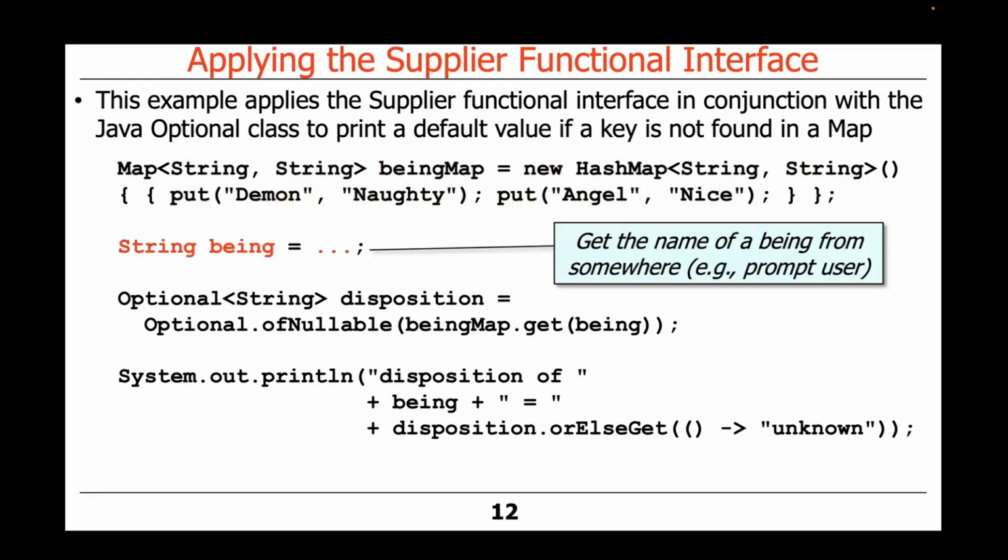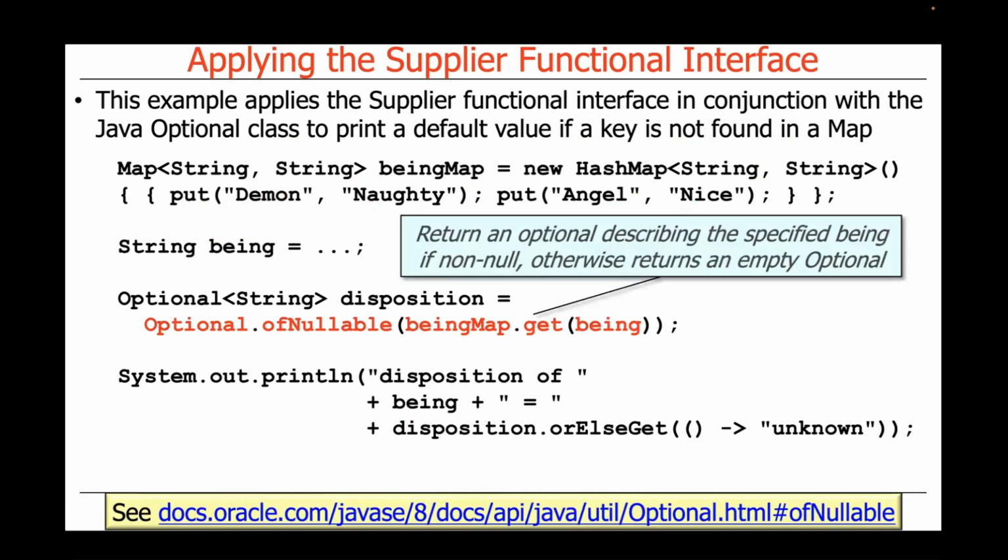And then we're going to go ahead and get a name from somewhere, the name of a being. We're going to prompt the user. We're going to read it from a file. We're going to get it from a GUI, whatever. And then what we're going to do, because we don't know whether or not that name that was provided by the user actually corresponds to a key that's in the beingMap.